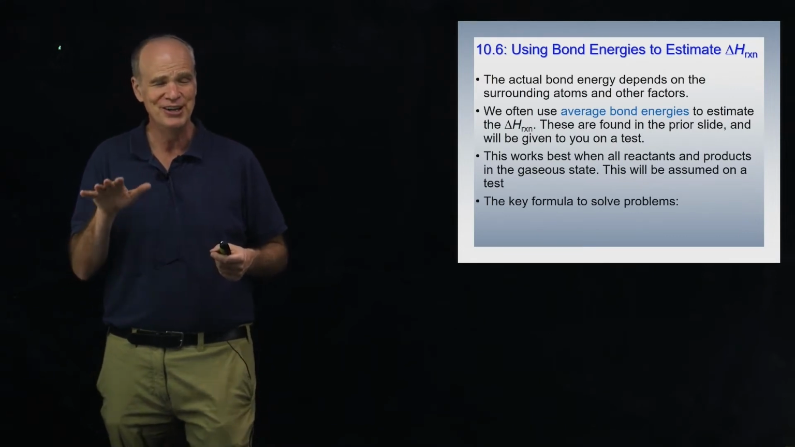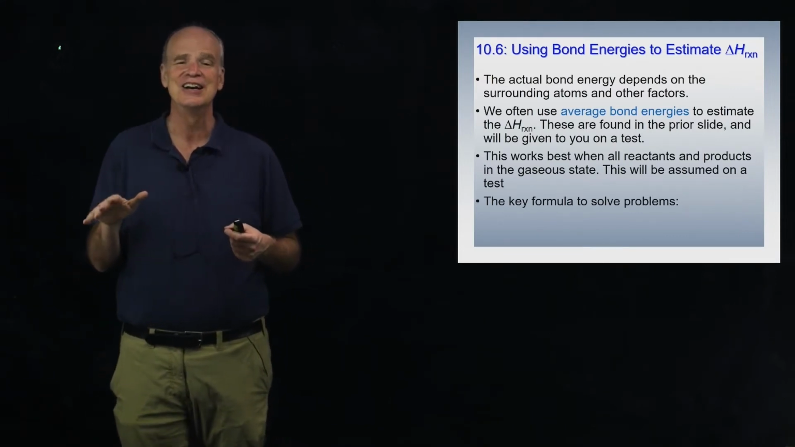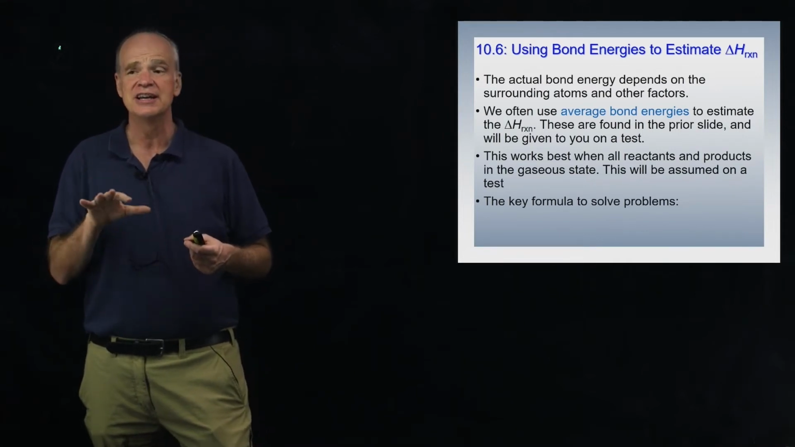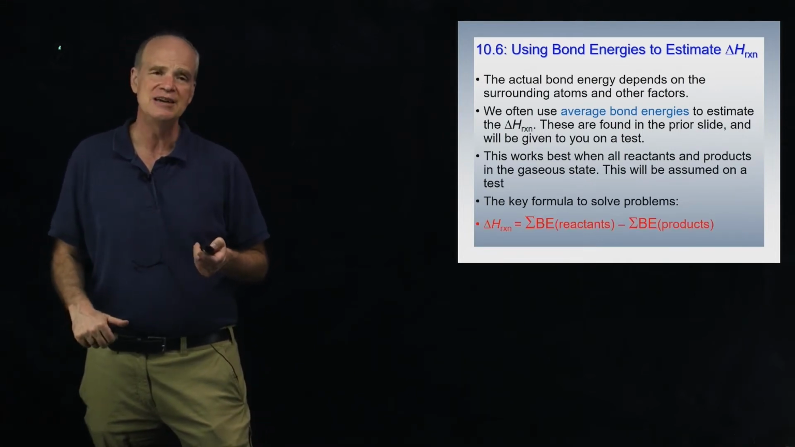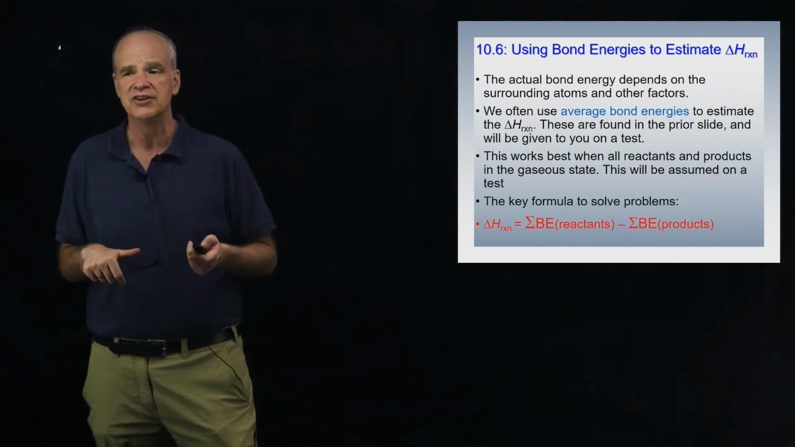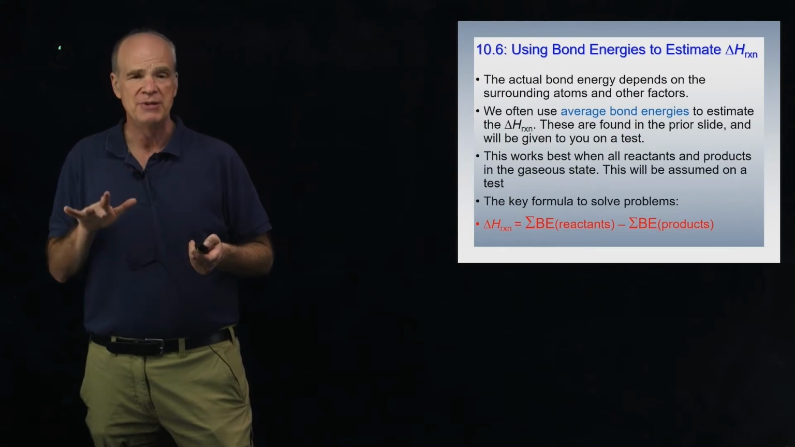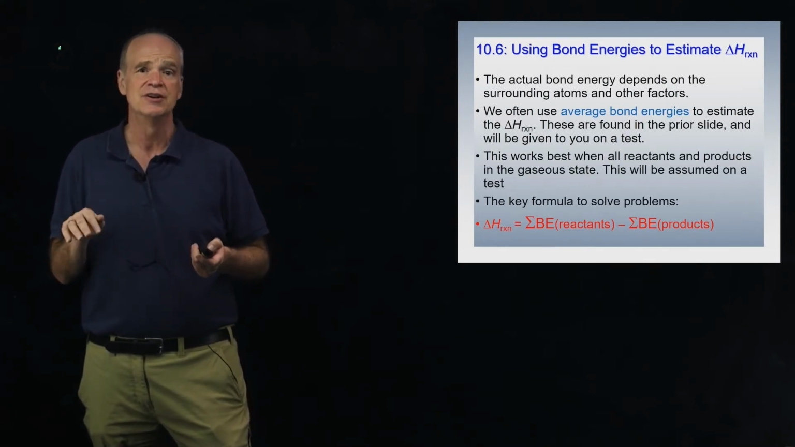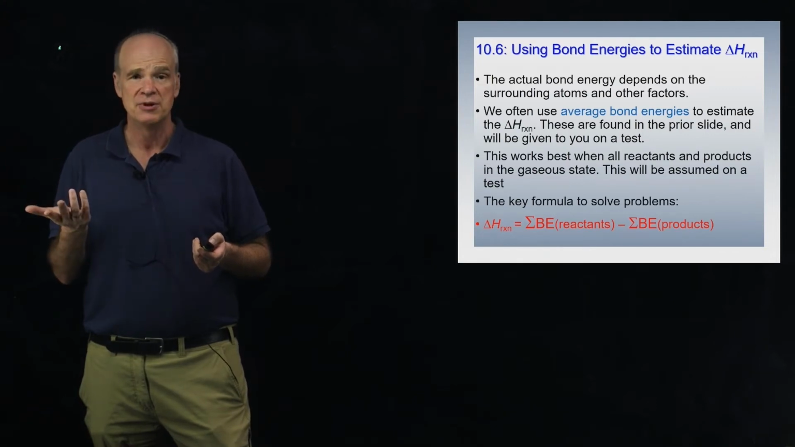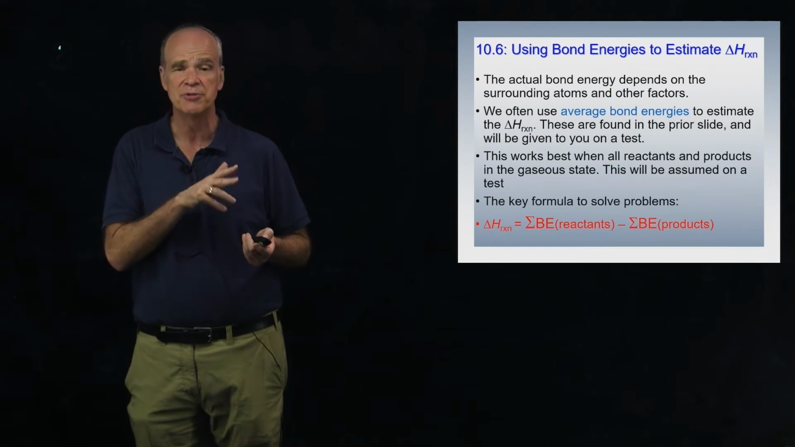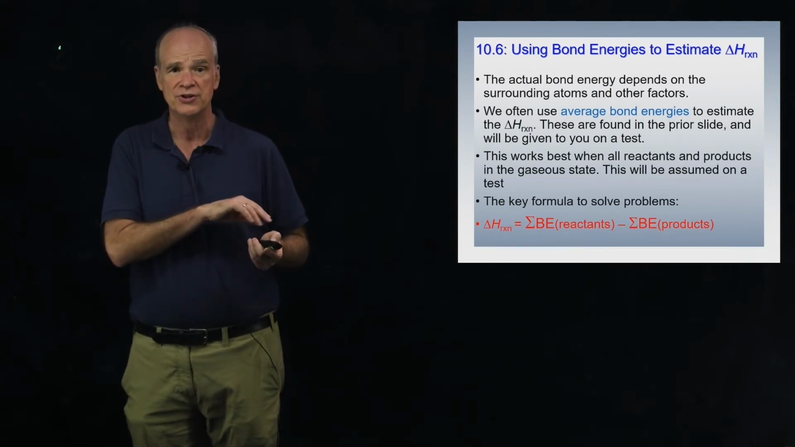Now we're going to do it in a fourth way. The fourth way here is we're going to calculate the change of enthalpy of a reaction by looking at bond energies. And so the key formula to do that is that the change of enthalpy for a reaction is going to be equal to the summation of all the bond energies in the reactants, for all the bonds that are going to be broken, minus the summation of all the bond energies in the products, of all the bonds that are going to be formed in the products.